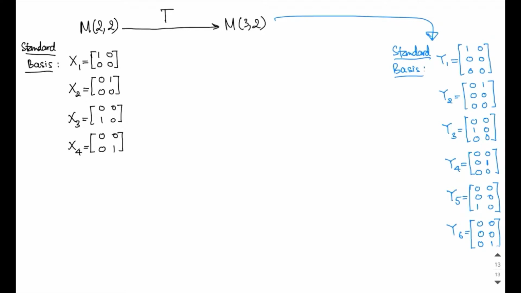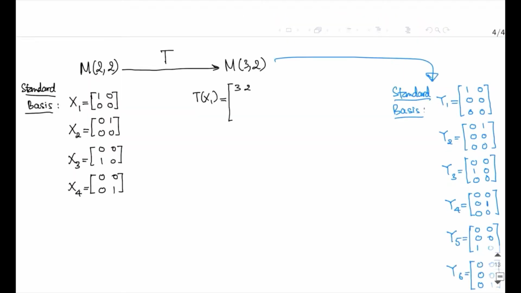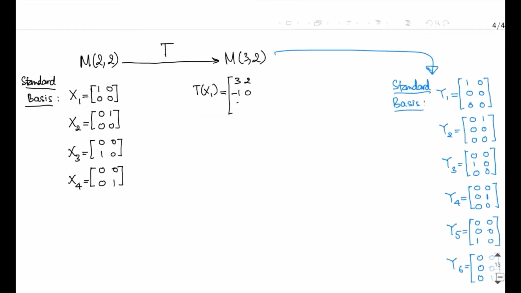In order to find the matrix representation for this transformation T, we have to first compute T of x1, T of x2, T of x3, T of x4. So T of x1 is going to be the matrix 3, 2, negative 1, 0, 0, 1 multiplied with x1, which is 1, 0, 0, 0. And so that is going to give you 3, 0, negative 1, 0, 0, and 0.